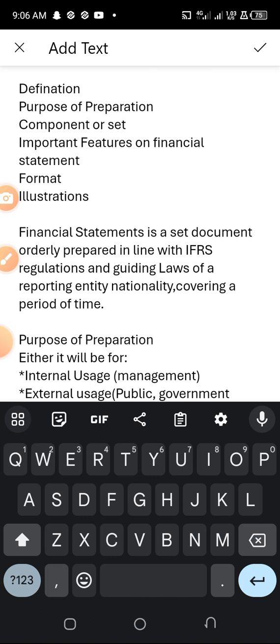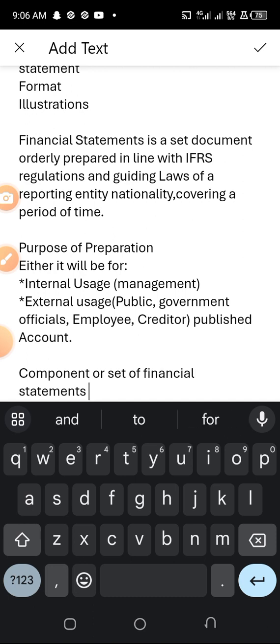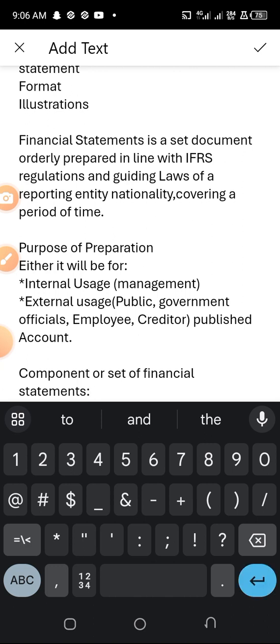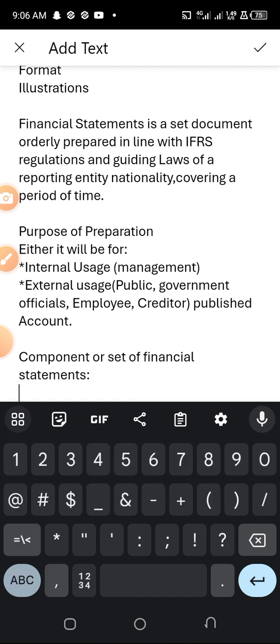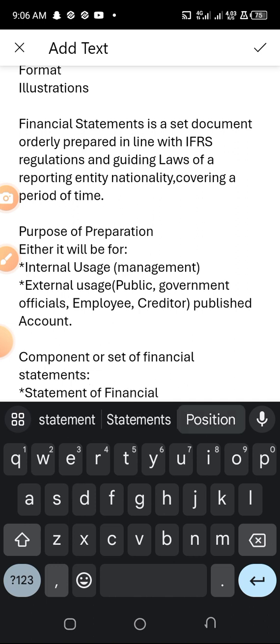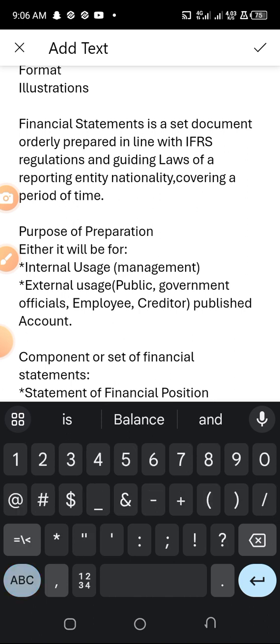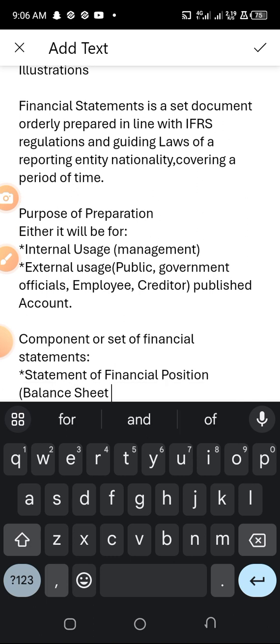So we have components, or sets, of financial statements. We've been calling it financial statement. What are the components? What are the sets? What are those things that make up this financial statement? Number one is what we call the statement of financial position. This is what we also know as the balance sheet.